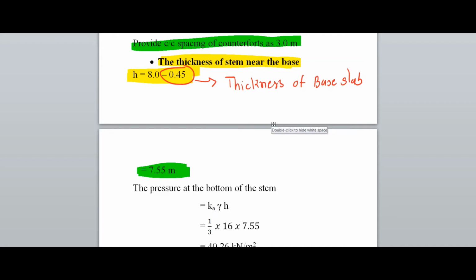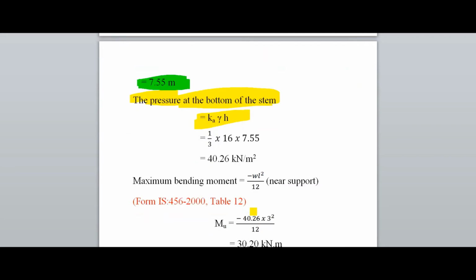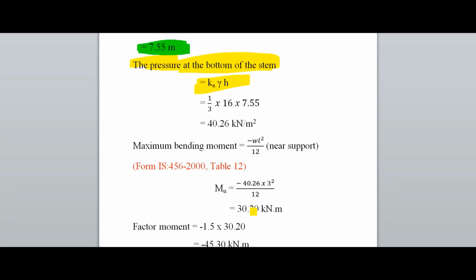Now we have to find the thickness of stem at the base. So we have to calculate pressure at the bottom of the stem. Pressure at the bottom of the stem is K into gamma into H. So 1/3 into 6 gamma into H. So the value is 40.26 kilonewton per meter square.